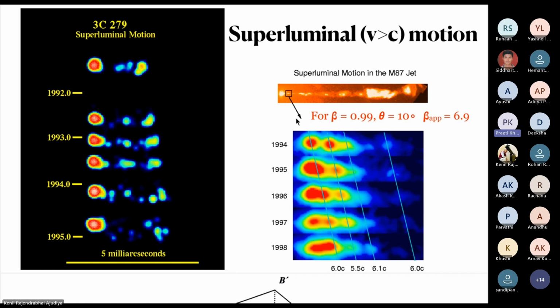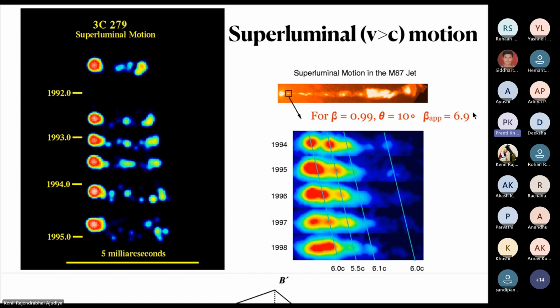And if you go to the previous slide once, yeah, so if you just have, for example, beta, which is the actual speed of the jet, and it is, let's say, 0.99, which means the speed of the jet is 0.99 times the speed of light. So it's never greater than the speed of light, but it's close. And if the jet orientation is small, like 10 degrees, then you would have this beta transverse or beta apparent equal to 6.9 in the case of M87.